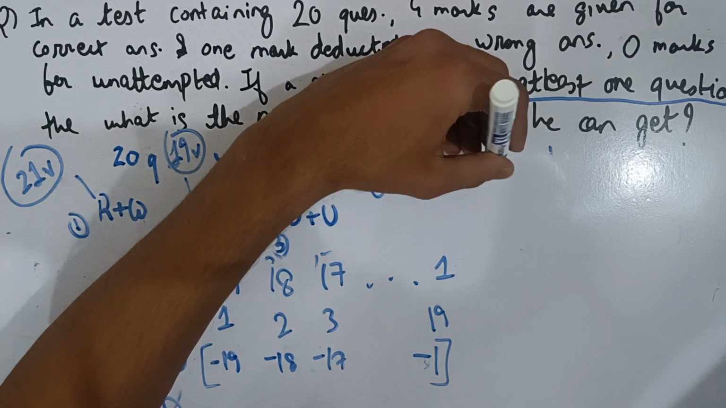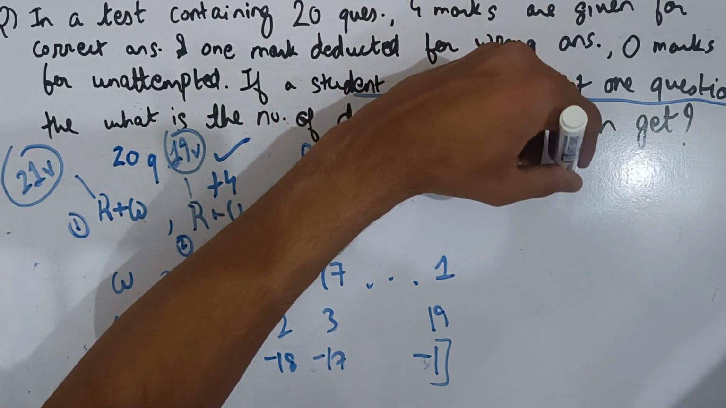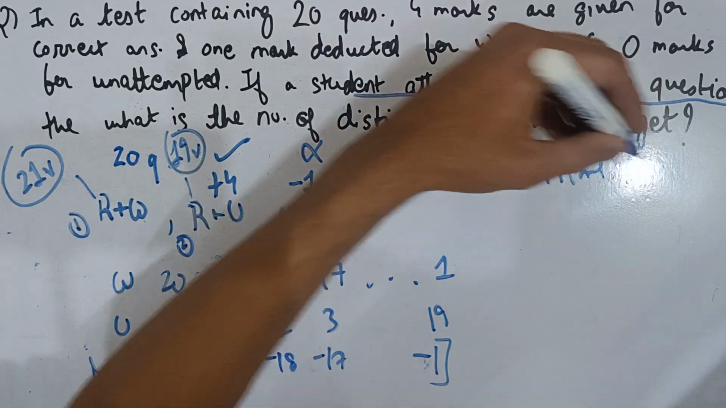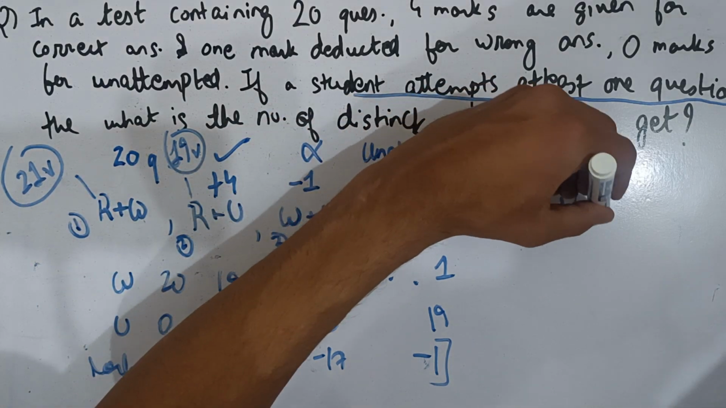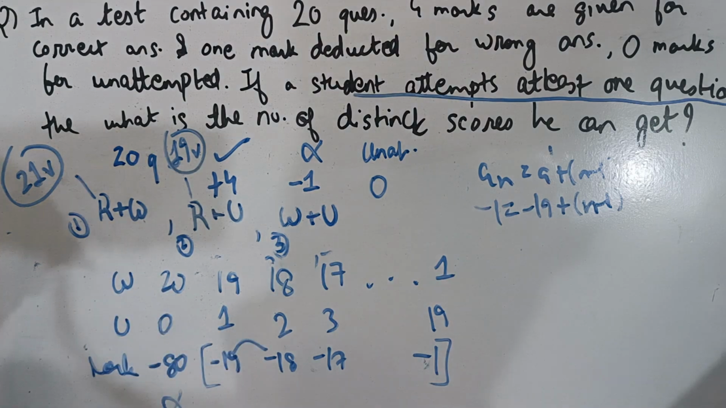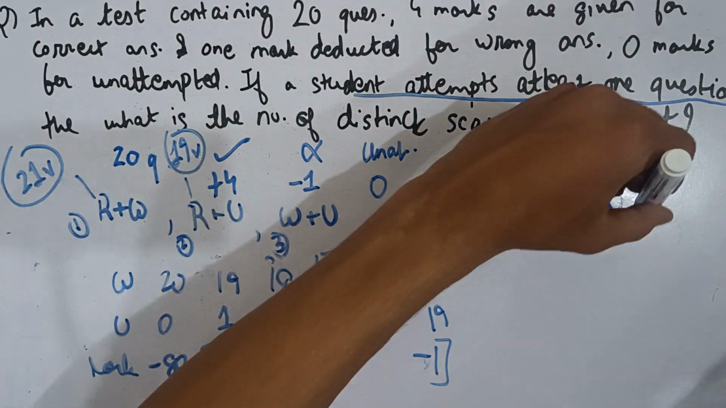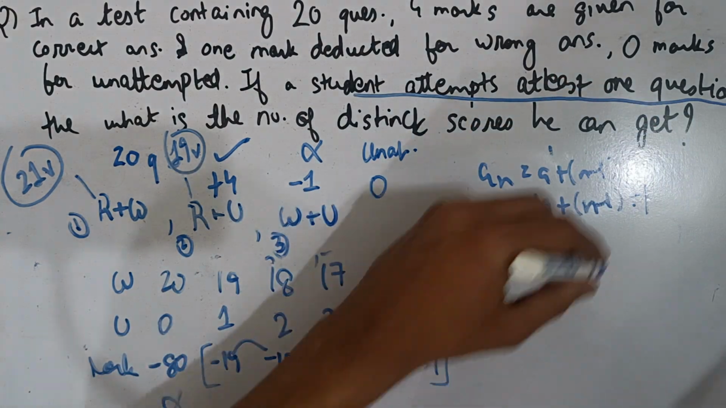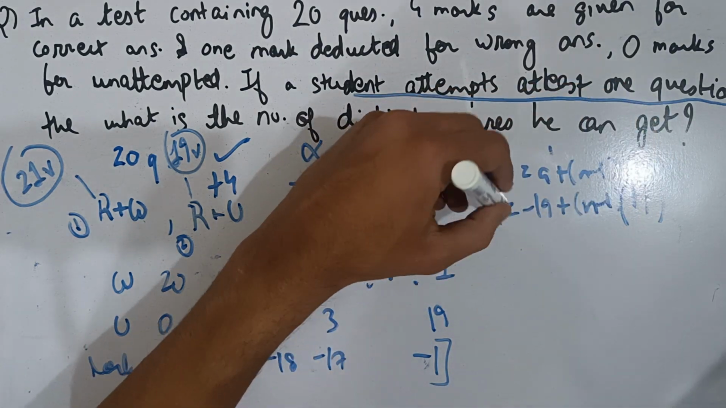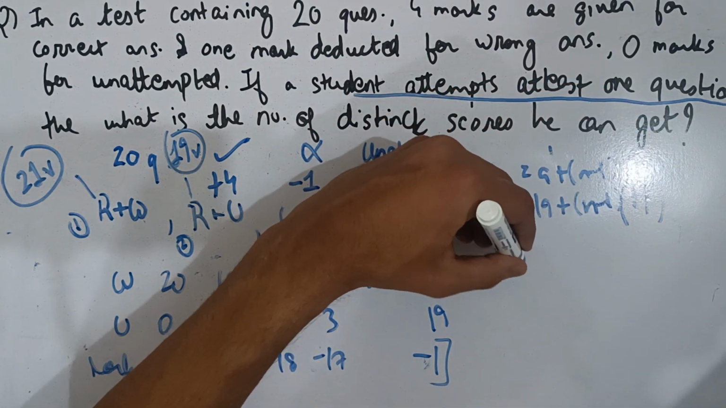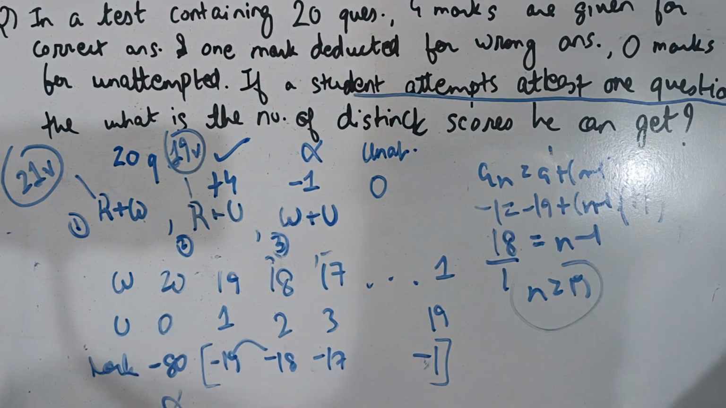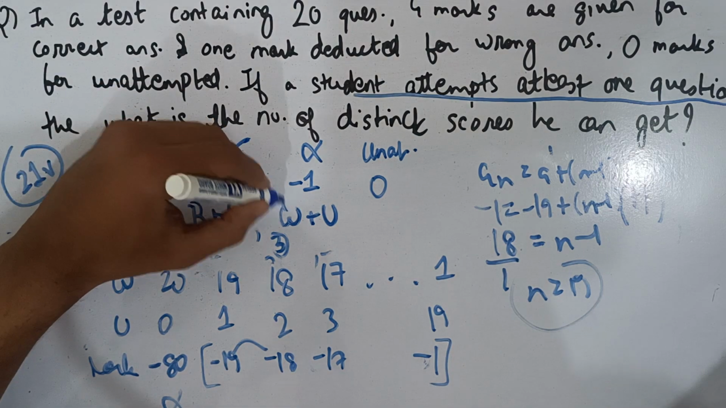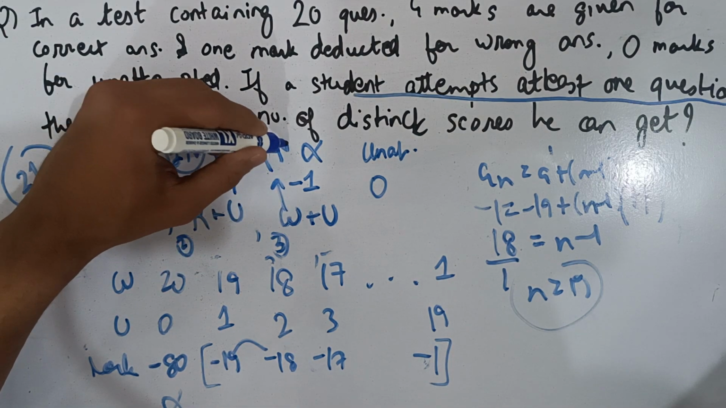Again, you can calculate the number of terms n. An is equal to a plus n minus 1 into d. An is -1, a is -19, plus n minus 1, and what is the common difference? Common difference is +1. So this would come out to be 18 divided by 1 is equal to n minus 1, or n is 19. Again, n comes out to be 19. So again, in this case you get 19 values.